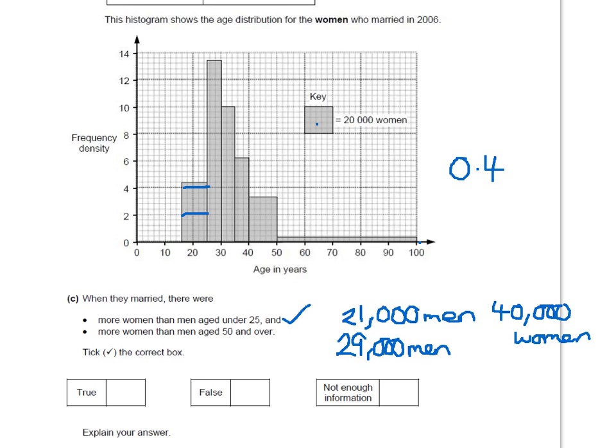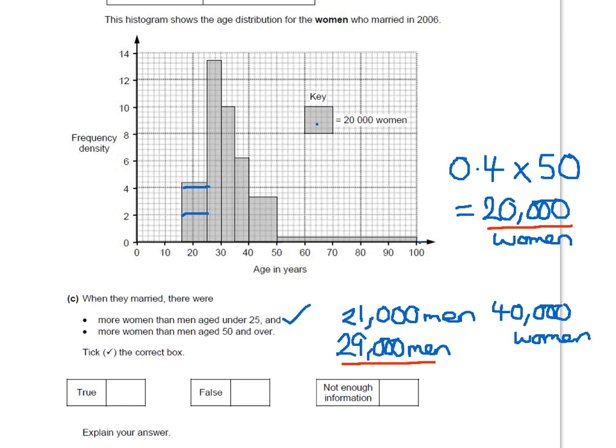So if I multiply that by the class width, then that's going to give me the total number of people within that group. So frequency density, which is 0.4, multiplied by the class width, which is 50, tells me that there must be 20,000 people, 20,000 women in that group. Now, if there are 20,000 women and there are 29,000 men, then this statement must be false, because it says more women than men aged 50. Well, it's actually less women than men, so it must be false.